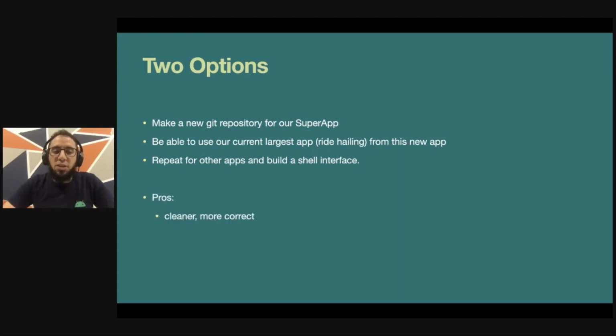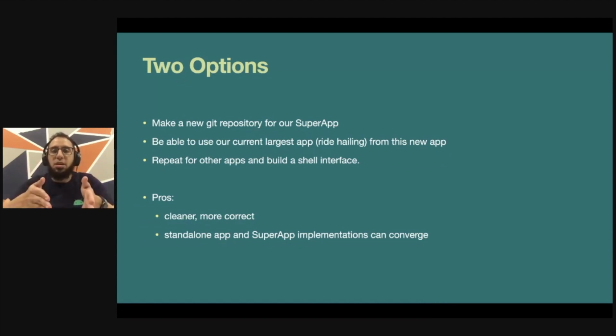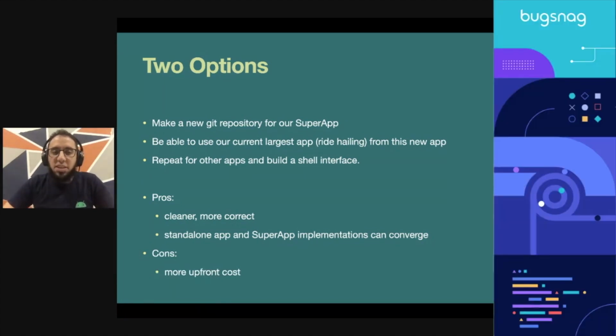The pros of this approach are it's cleaner and more correct over time. And you can converge the SuperApp implementation of each vertical or each mini app with the actual standalone versions. We'll talk about that in a bit. But some of the downsides is there's more upfront cost to doing this. But essentially, the second option is what we decided to go with.